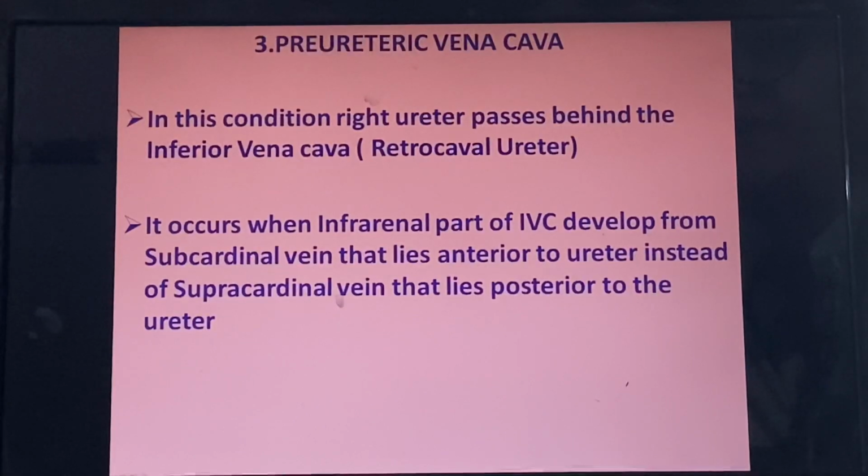Then pre-ureteric vena cava. In this condition, the right ureter passes behind the inferior vena cava. That is retrocaval ureter. It occurs when the infrarenal part of the IVC develops from the subcardinal vein that lies anterior to the ureter instead of the supracardinal vein that lies posterior to the ureter. Means below the level of the infrarenal portion, the part is developing from the subcardinal part, so not developing from the supracardinal.